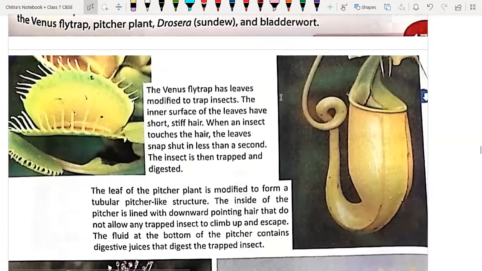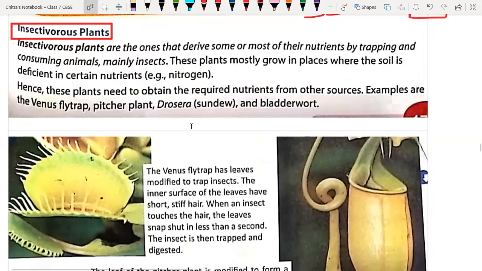It is the Venus flytrap. We will discuss each one by one. So let's discuss from the notes now. Insectivorous plants are ones that derive some or most of their nutrients by trapping and consuming animals, mainly insects. That's why we have named them insectivorous plants.